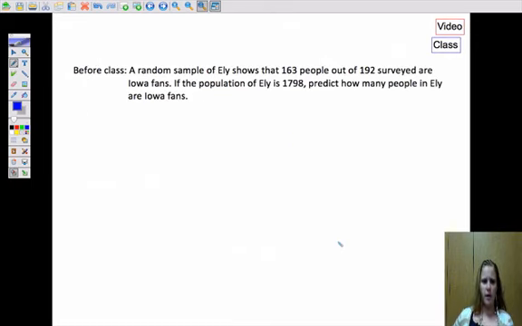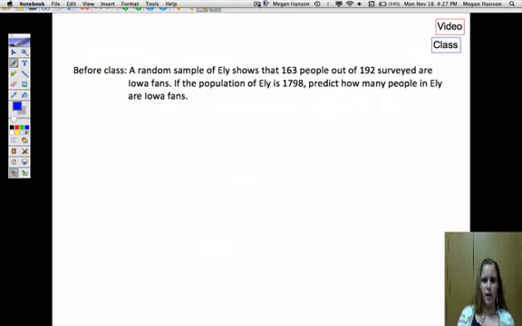Now, before class, why don't you try this? A random sample of Ely shows that 163 people out of 192 people surveyed are Iowa fans. If the population of Ely is 1,798, predict how many people in Ely are actually Iowa fans. So talk about what your sample population is, what your population is, get a proportion, apply it to the big population, and bring that to class. Remember, these have to be done. These are not optional.